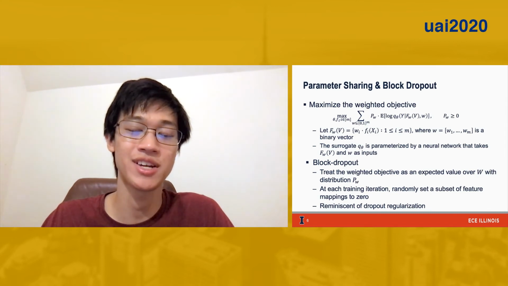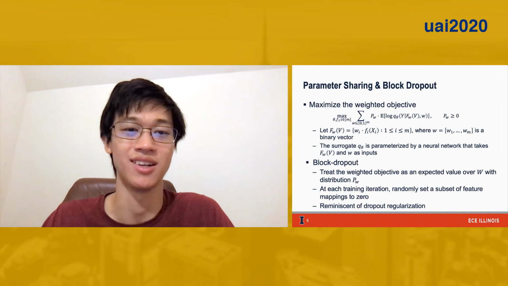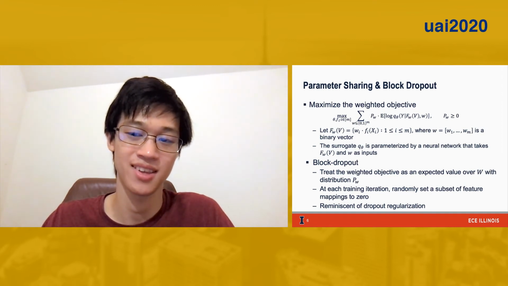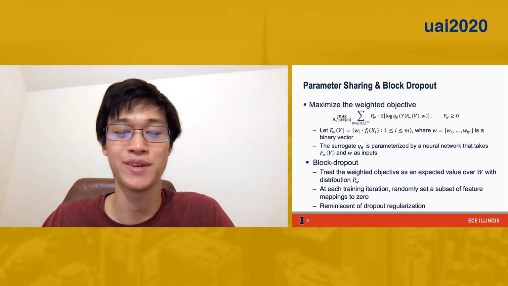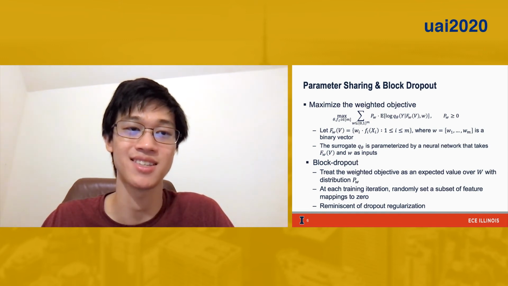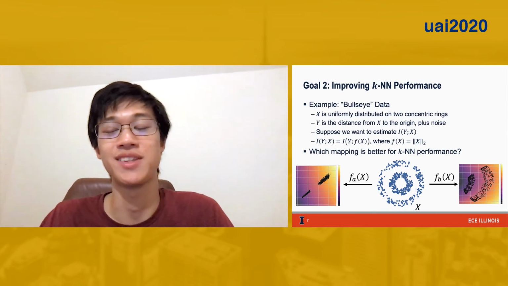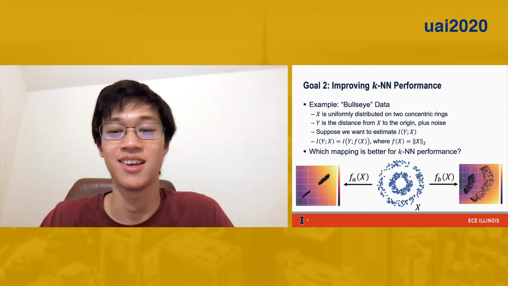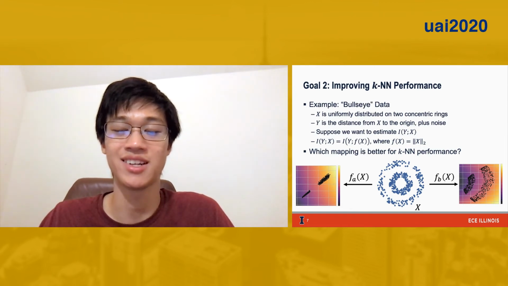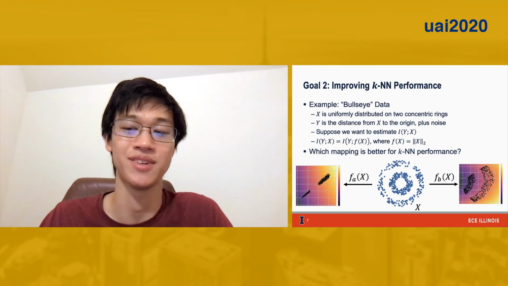During each training iteration, we set a random feature subset to 0, somewhat in the spirit of dropout regularization. This is done by sampling W from a distribution. This allows us to learn feature mappings that preserve CI information across many different conditioning sets. The second goal is to ensure that the subsequent KNN mutual information and conditional mutual information estimator works well given samples of the mapped features.